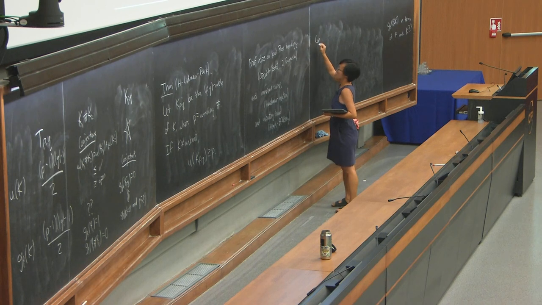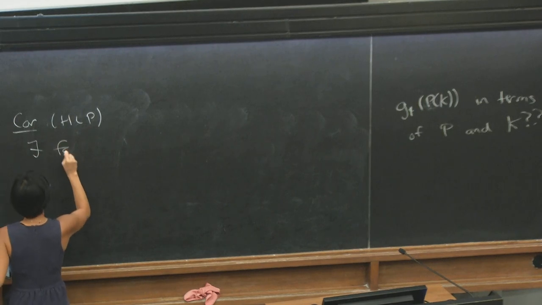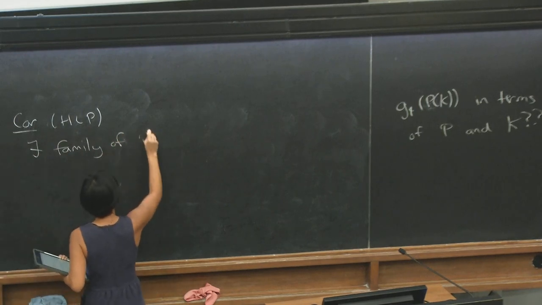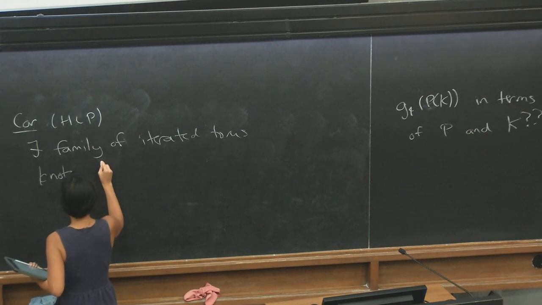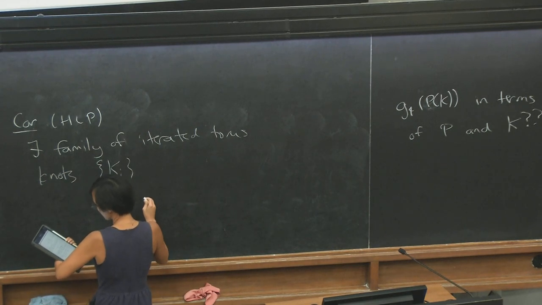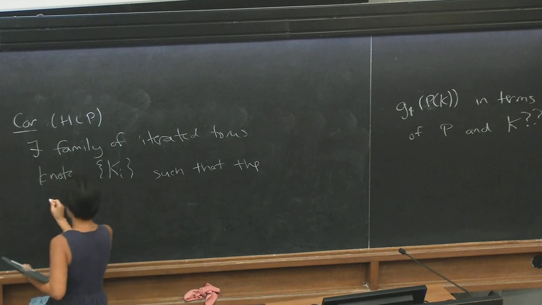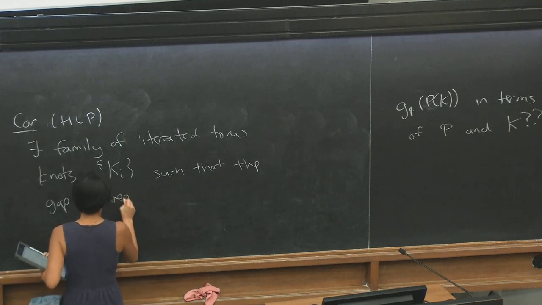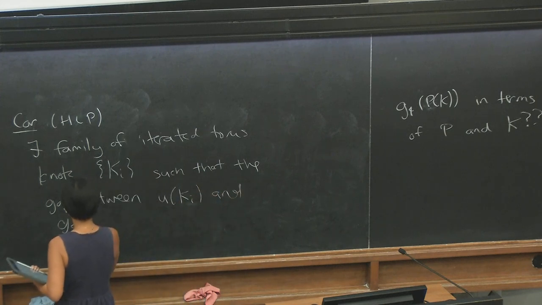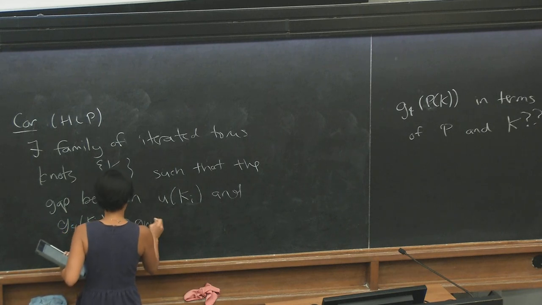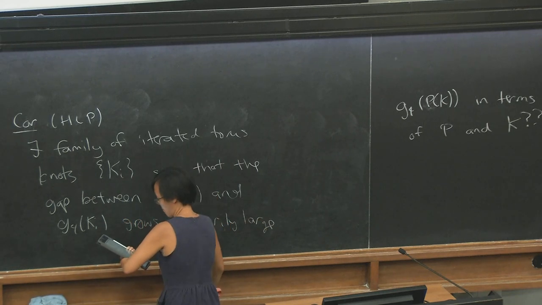So this is the corollary of the proof of that theorem, which is that there exists a family of iterated torus knots, K_i, such that the gap between the unknotting number and the four-ball genus grows arbitrarily large. Great.